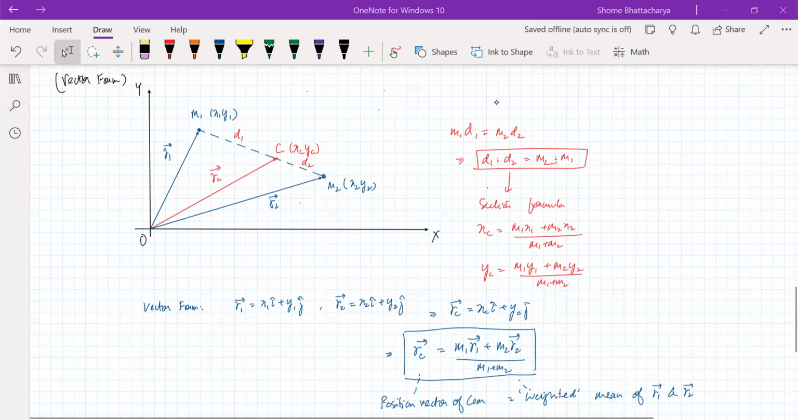Exactly. So these two formulae, Jitesh, are the same thing as this formula. It's just that we've written them in different forms. Here we've written in vector form. Here we've written in terms of coordinate geometry. But yes, they are ultimately the same thing. There's no difference between them.